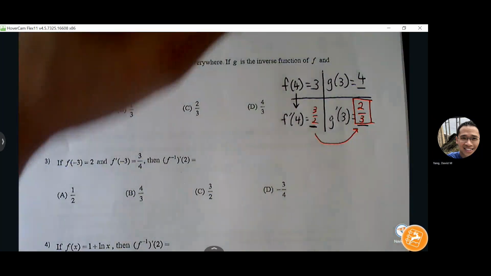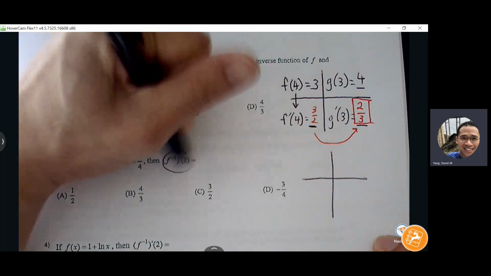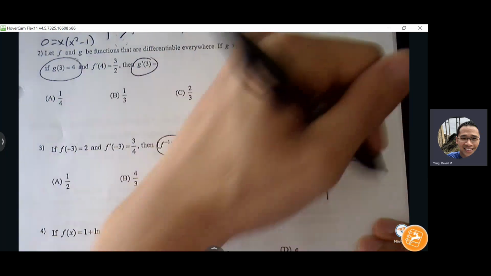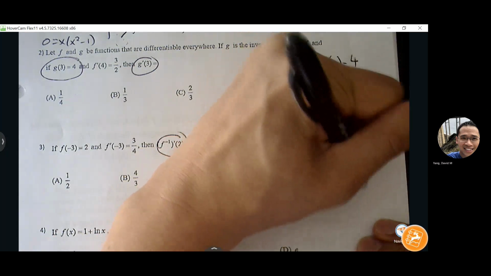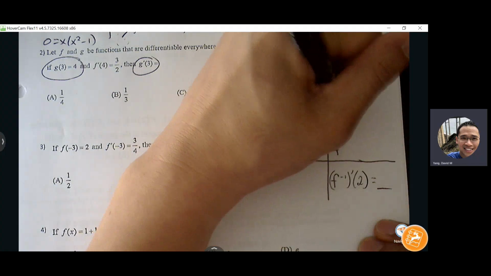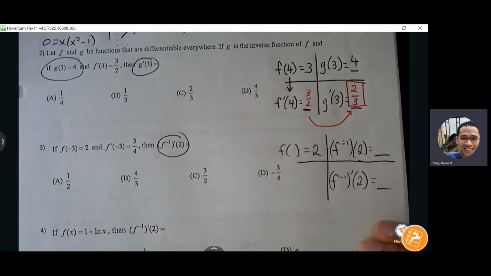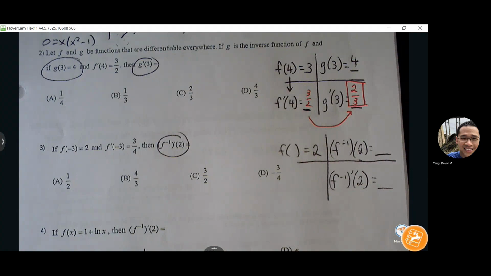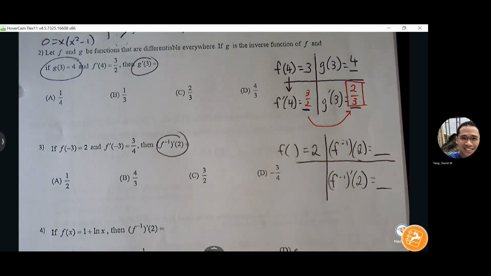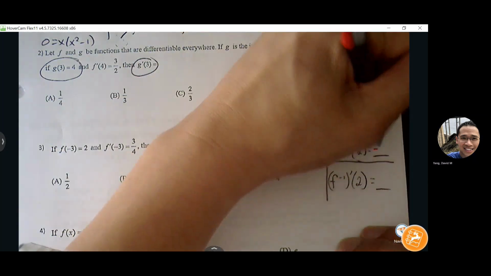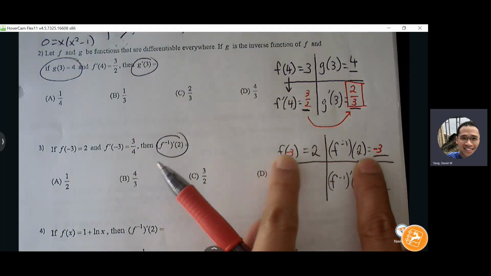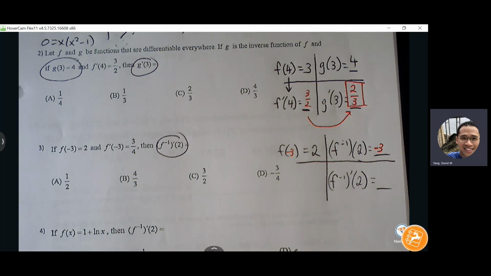All right, number 3. I'm going to start at the end. That's what I'm looking for, the derivative of f inverse of 2. So from this information alone, I can put at least this much down. What can I fill into this space here? f of what equals 2? Negative 3. It's not imperative to put it here, but it helps me establish that relationship, or to pair negative 3, 2 on the f graph, or to pair 2, negative 3 on the inverse graph.